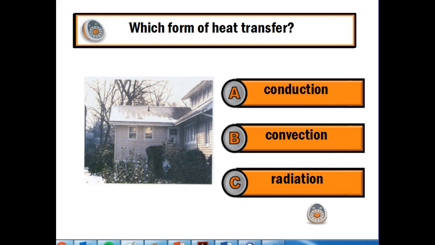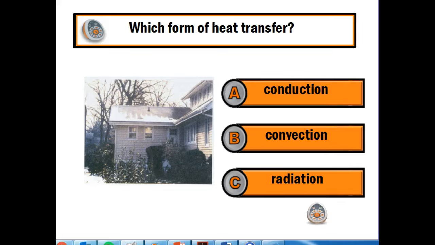But also convection helped it. Whenever they heat their home, the air in the home rises to the top because it's less dense, the heated air. And a lot of it collects in the attic. That's why the roof got hot to begin with. And then radiation. The sun's heat traveled the 93 million miles through space and also helps to melt the snow.